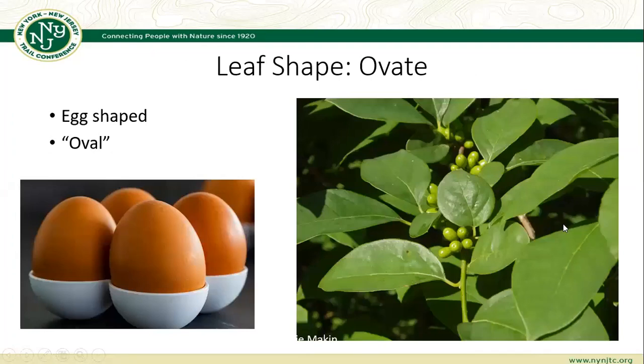Okay, so next we're going to talk about leaf shapes. There are so many different leaf shapes, but I'm going to go over a few of the most common ones. So the first one is ovate, which means egg-shaped, and it helps me to remember it as oval. So spicebush again, simple leaf and alternate branching. It has ovate shaped leaves.